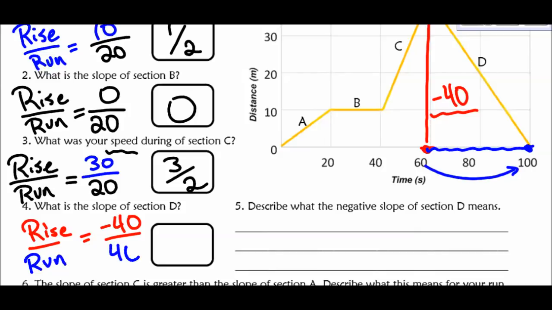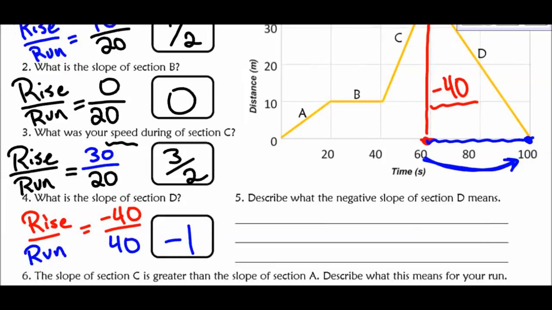The run, I want you to always keep that as a positive number. You're counting from left to right, so you're going this direction. That's always going up. That's going from 60 up to 100. That's a run of 40. And now I'm going to divide this. That would give me a slope of negative 1.